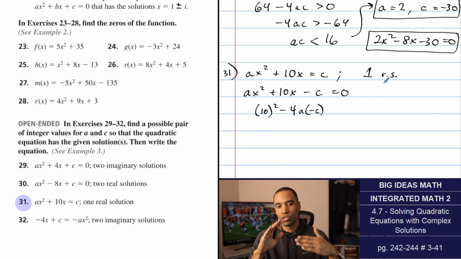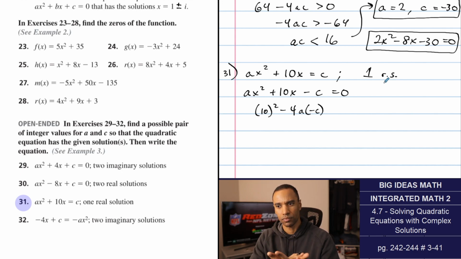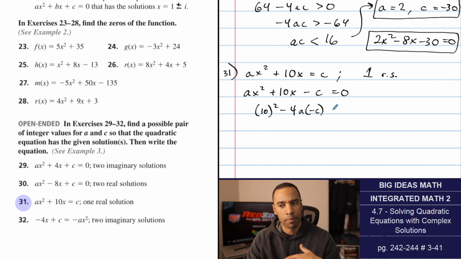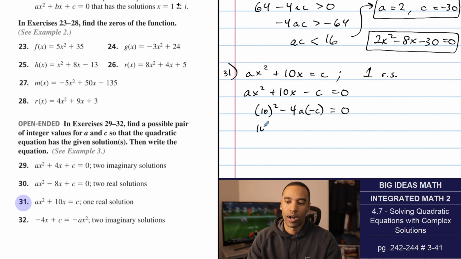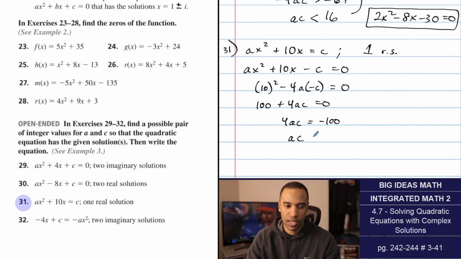Because the original c that they wrote, they said write the equation probably in the original form. So this gets a little tricky on how we want to say that. The c that I put in is the number that's going to go on that side, but being negative c is kind of weird. But anyway, this has to equal 0. The discriminant this time equals 0 for one real solution. So 100 minus 4, and this minus negative will be a plus, right? Plus 4ac. Subtract 100 and divide everything by 4. You get AC equals negative 25.